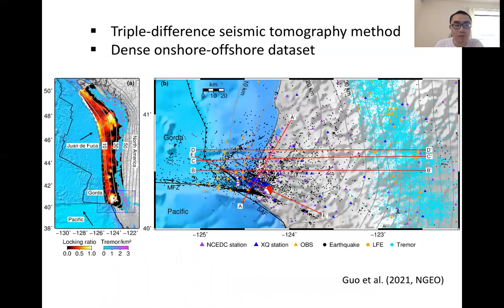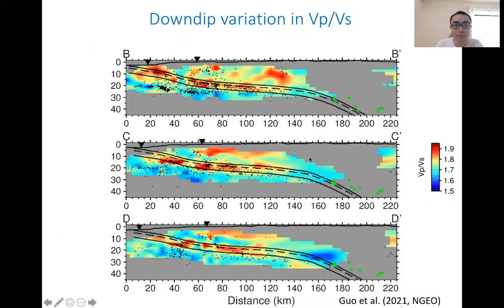In this study, we use a new seismic tomography method, called triple difference seismic tomography, and dense onshore and offshore seismic datasets to determine 3D high-resolution seismic structures of the southern Cascadia subduction zone in this area. This map shows the locations of the earthquakes and seismic stations we used. The black dots are earthquakes. The triangles are seismic stations.